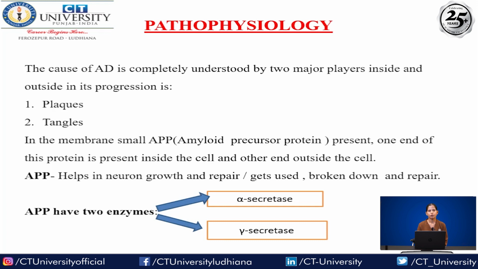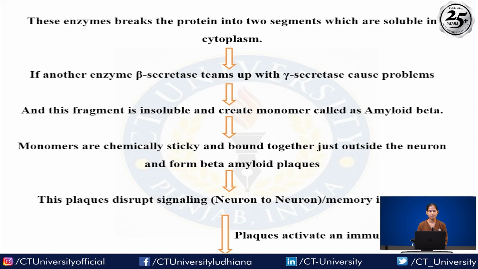APP has two enzymes, alpha secretase and gamma secretase. These enzymes break the protein into two segments, and they help solubilize that protein into the cytoplasm. Remember, there are two enzymes, alpha secretase and gamma secretase, that act on the APP protein and help in its solubilization into the cytoplasm.